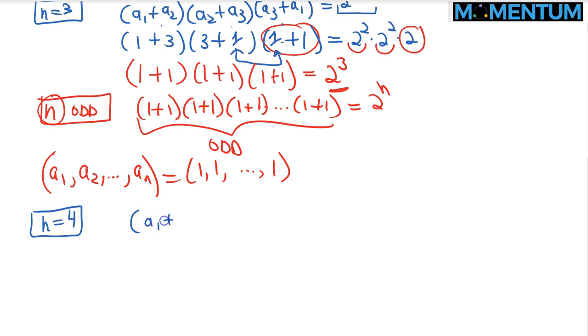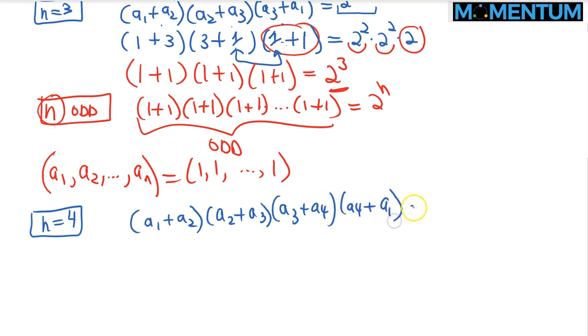Okay, so let's write that down first. A2 plus A3, and then finally A3 plus A4, and A4 goes back to A1, and I want to make it 2 to the power an odd number. For simplicity's sake, maybe I can replace A1 here with a 1 like I did earlier, but I still need to come up with some expressions here.